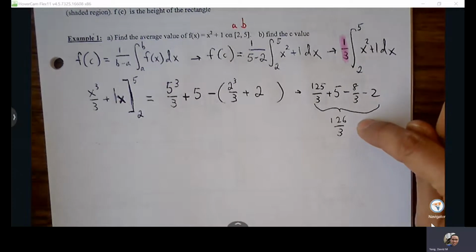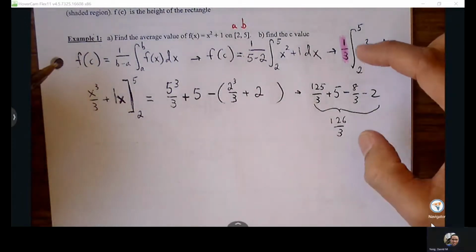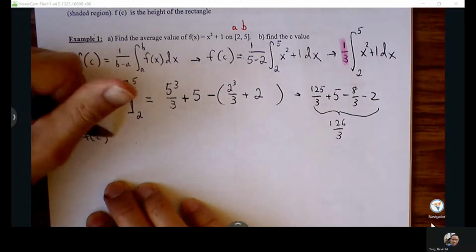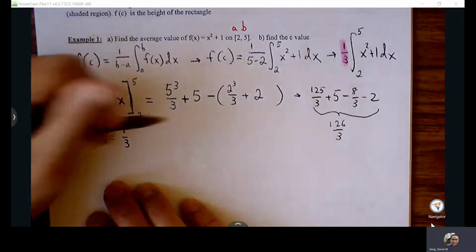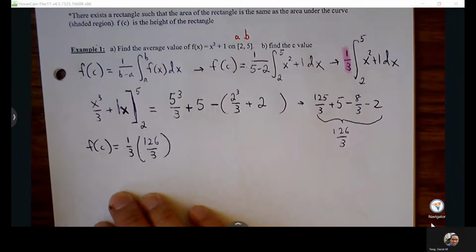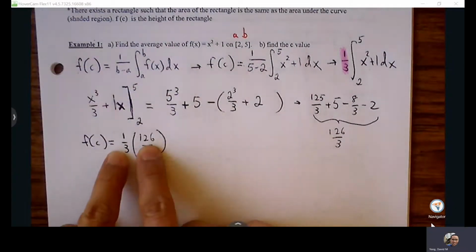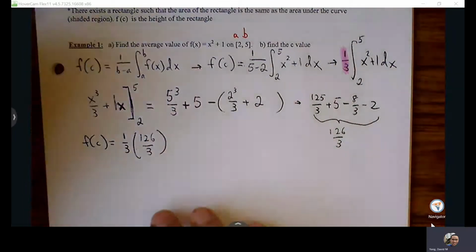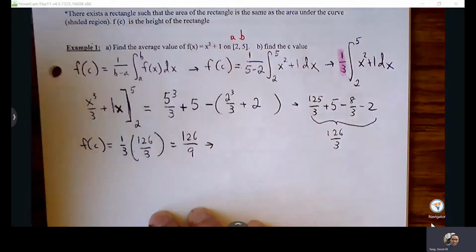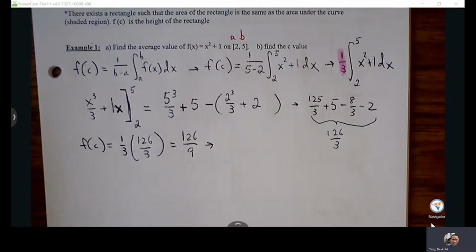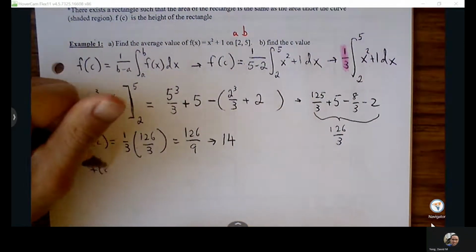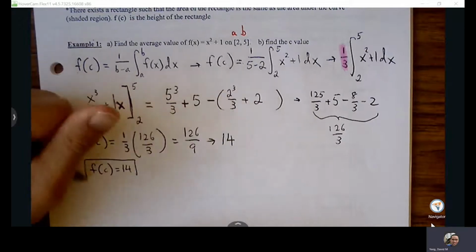But that only represents the area component, right? To find the height, it's going to be area divided by the width. Now we got to bring in that 1/3 back into our calculation. This is my area, that's my width. Area divided by the width will give me height. So 126 over 9 comes all the way down to 14. Okay, so that's part A.